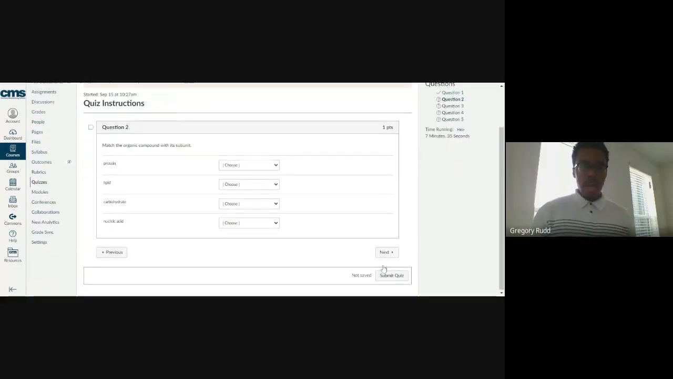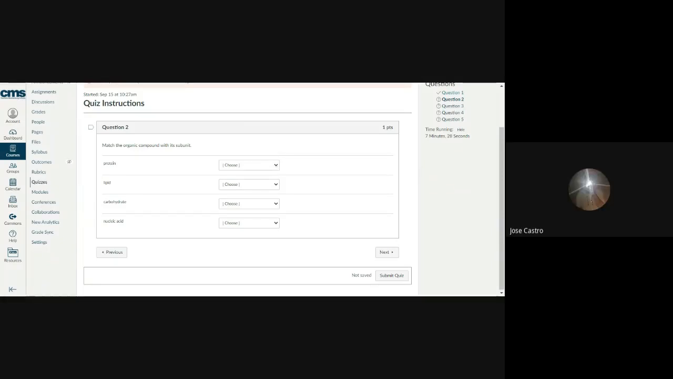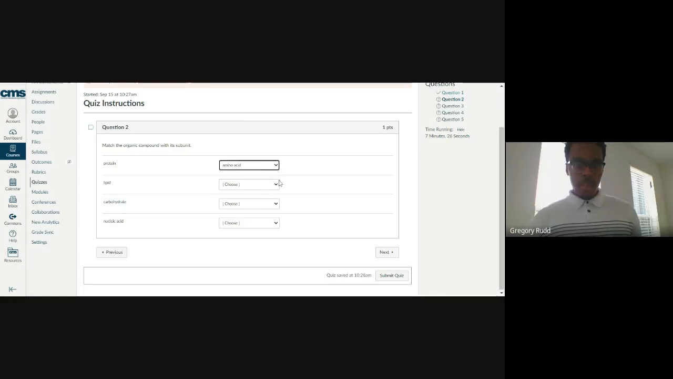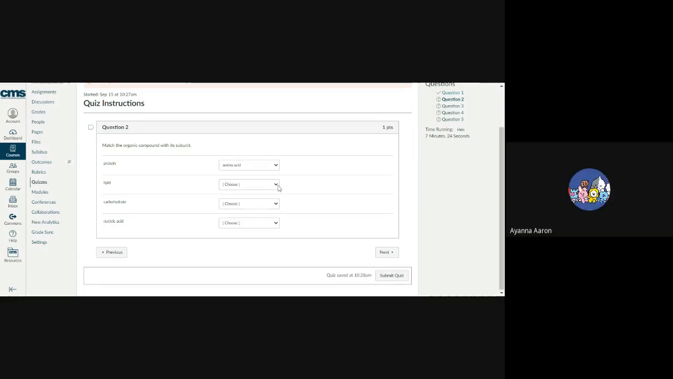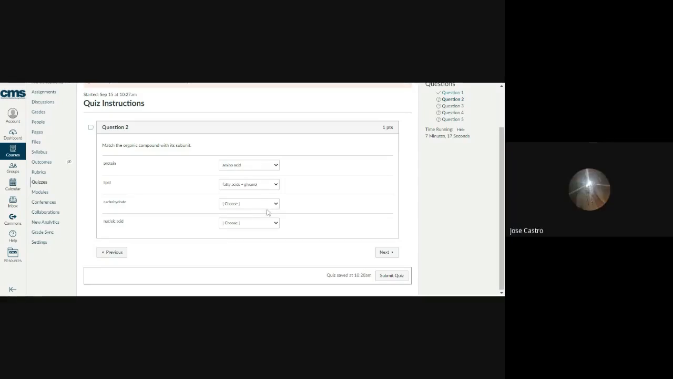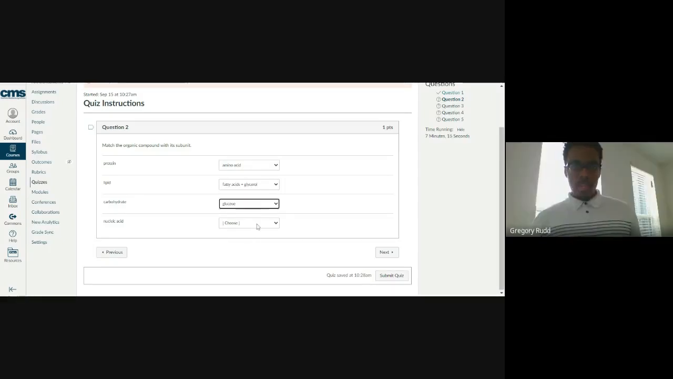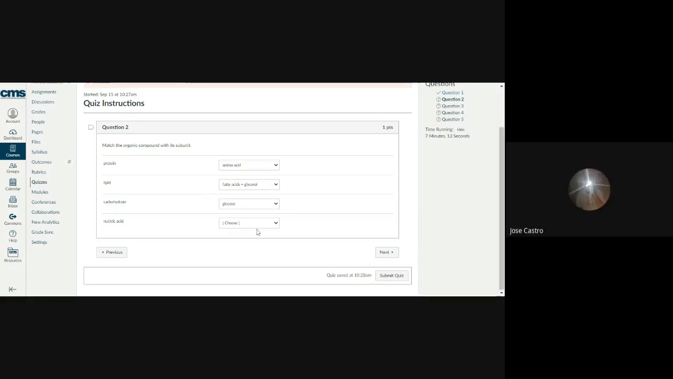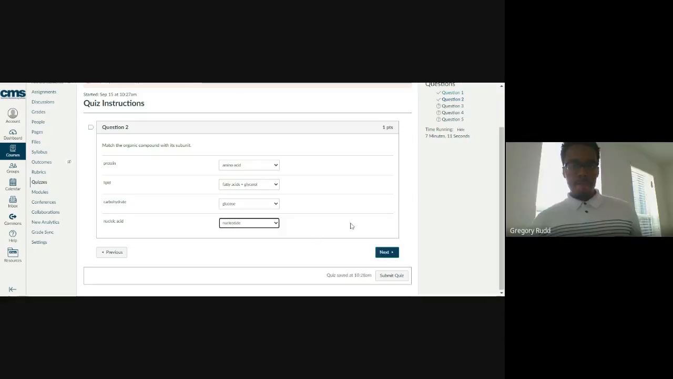Okay, now we're trying to match the organic compound with its subunit. So what's the subunit of a protein? Amino acid. Excellent. What about a lipid? Glycerol and 3 fatty tails. Good. What about carbs? Glucose. Excellent. And then nucleic acids? Nucleotide. Good.